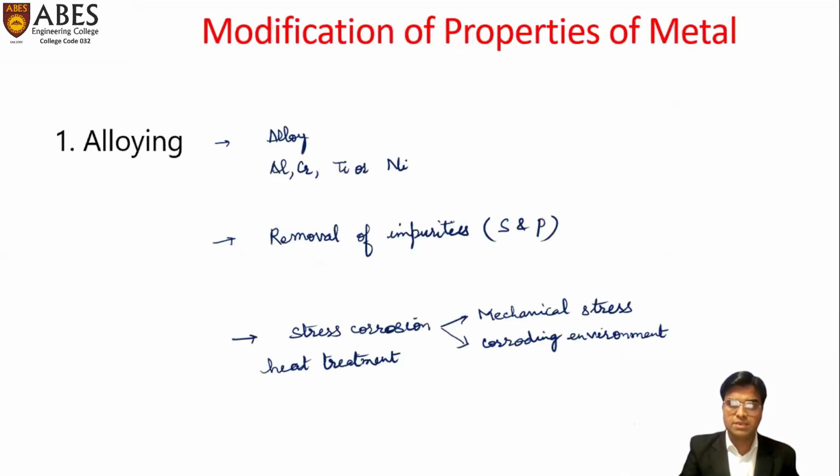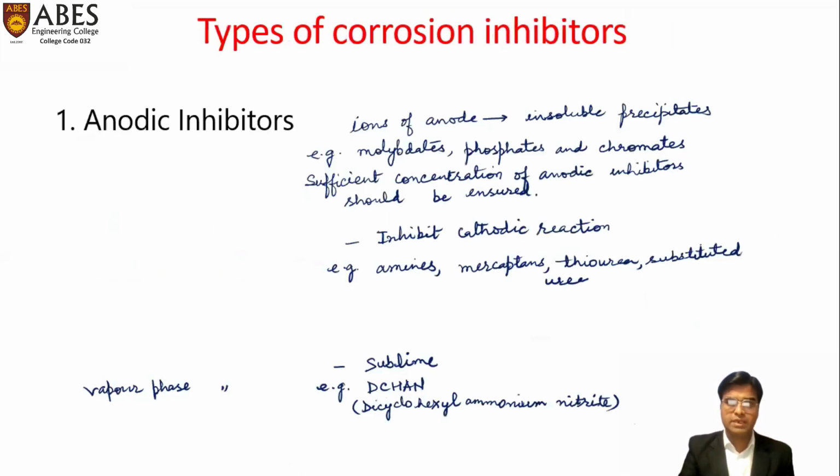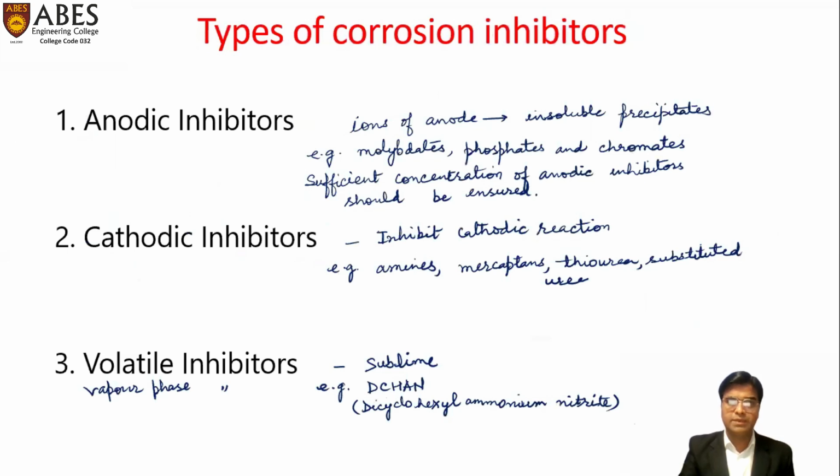So here we have discussed. These are the corrosion inhibitors. These are the chemicals that inhibit or suppress the electrochemical processes leading to corrosion by reacting with the metal or the surrounding gases when applied to the surface of the metal. These are of three types: anodic inhibitor, cathodic inhibitor, and volatile inhibitors. So these we have discussed here.